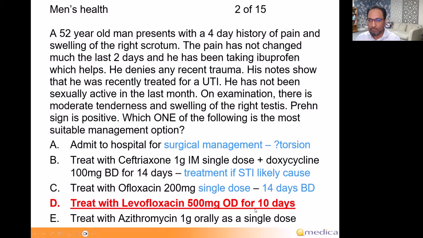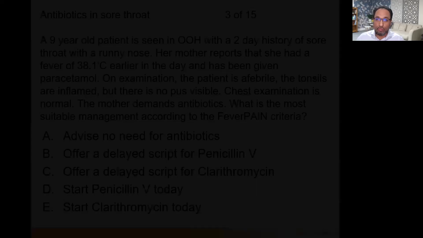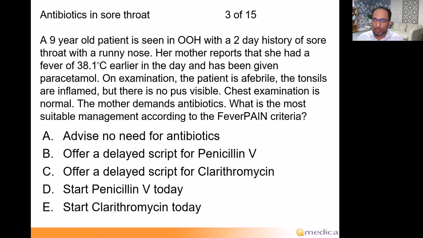Okay. Right. So let's move on to number 3, antibiotics in sore throat.